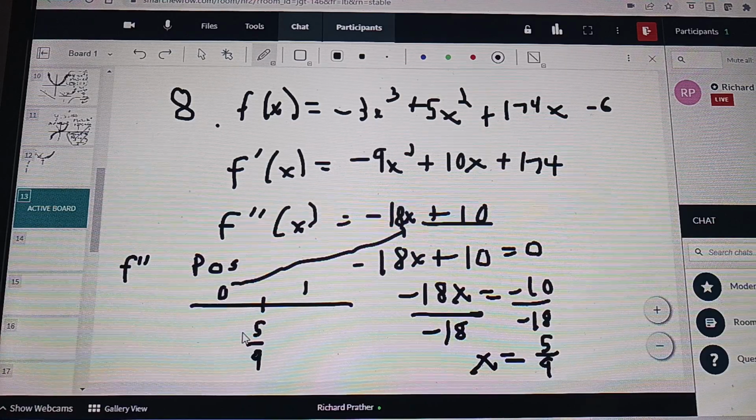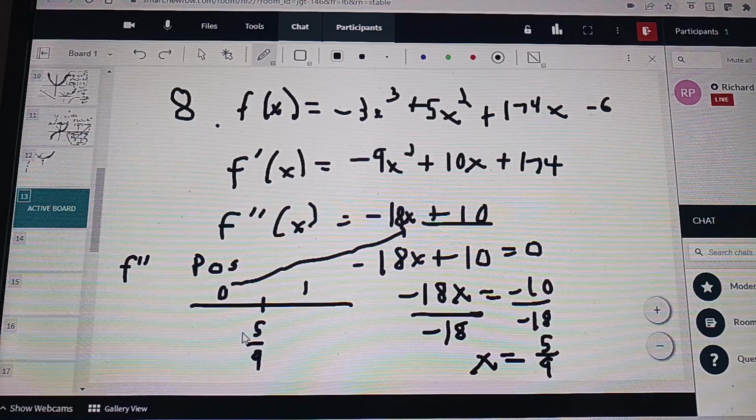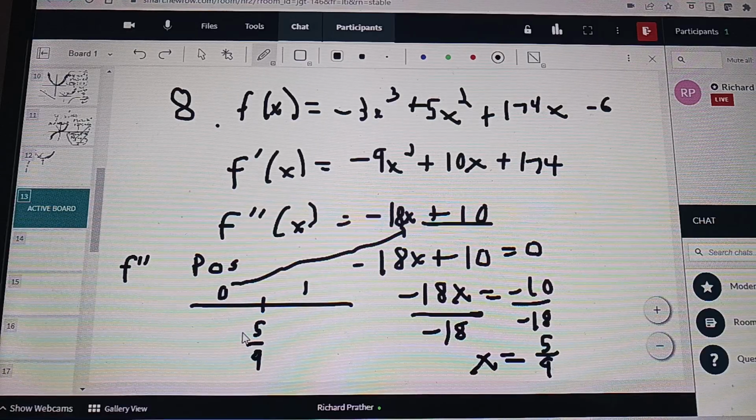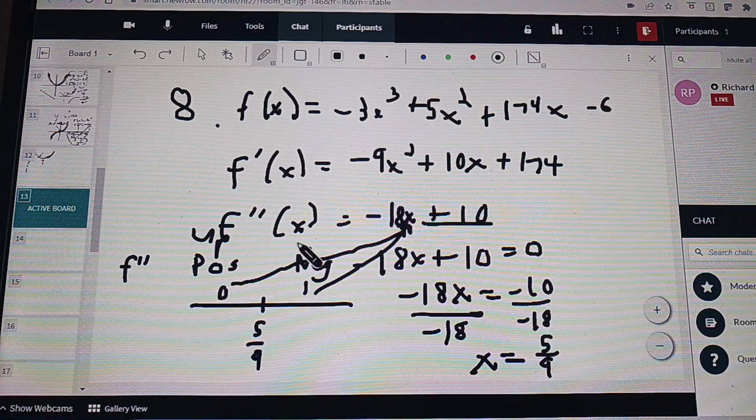Anything to the left of that, they all have to be the same. And once you check one of them, any other one that you would have checked would have the same answer. So the second derivative is always positive when you're less than 5/9. When a second derivative is positive, that's when you're concave up. Plugging 1 in, negative 18 times 1 is negative 18, plus 10 is negative 8, so it's negative anytime you're bigger than 5/9. So it is switching to concave down.